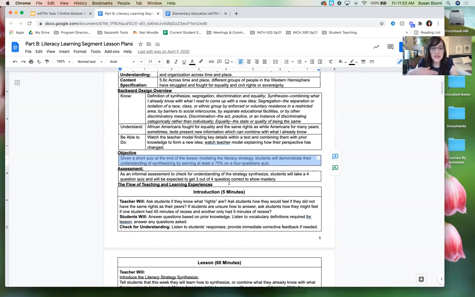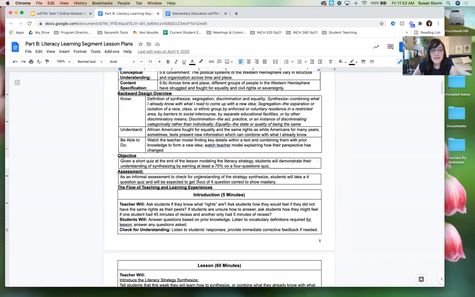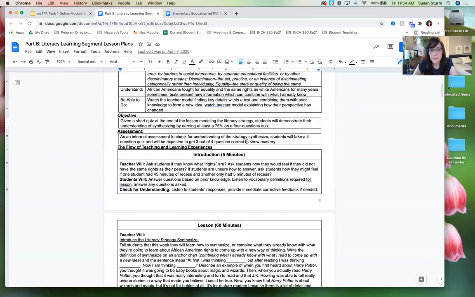So, given a short quiz at the end of the lesson modeling the literacy strategy, students will demonstrate their understanding of synthesizing by earning at least a 75% on a 4-question quiz. Now, in order to see that 4-question quiz, I can't just scroll down, because this is just the lesson plans. That quiz will appear with the assessments. Remember that that is an assessment, not an instructional material. So you've got to keep those things straight in your brain. Her assessment is an informal check-in that the students understand the strategy of synthesize. They're going to take a 4-question quiz. They need to get 3 out of 4 right.